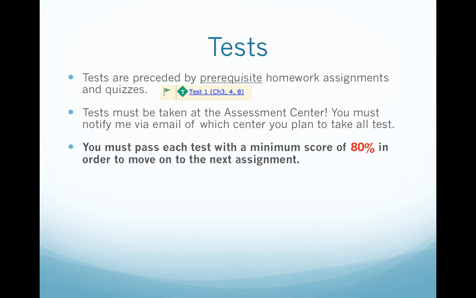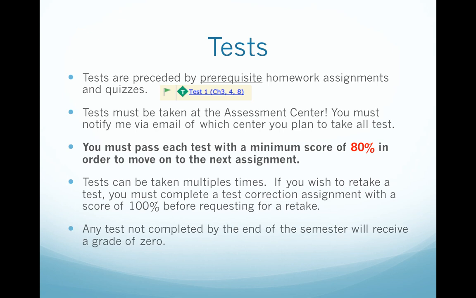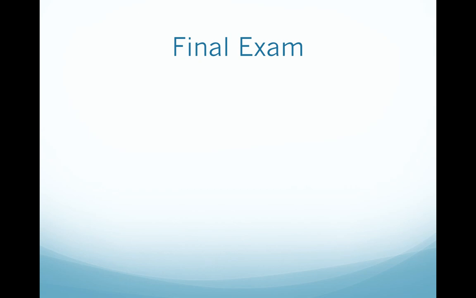When you take your test, you have to score a minimum of an 80% in order to move on to the next assignment. If you do not score an 80%, the computer software is going to automatically generate a correction assignment for you to do, in which you have to complete with a 100%. Once you complete the test correction assignment with a 100%, then you can email me and request to retake the exam until you score that 80%. Again, any test not completed by the end of the semester will receive a grade of a 0.